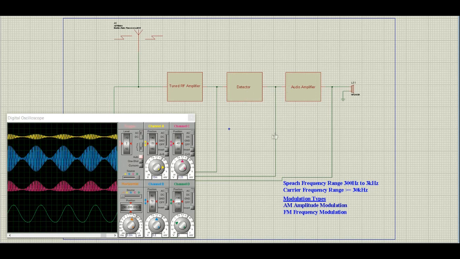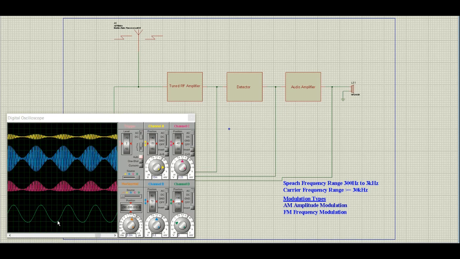The detector recovers the audio from the carrier. This is represented by the pink trace on the oscilloscope, and I've deliberately not filtered the output of the detector to show you the recovered envelope. This is then passed to the audio amplifier, which amplifies the signal large enough to drive the loudspeaker. This is represented by the green trace on the oscilloscope.